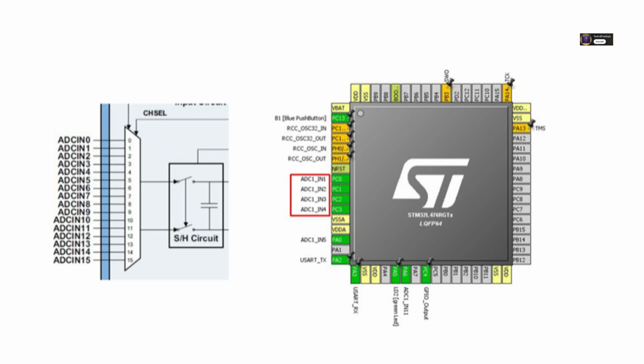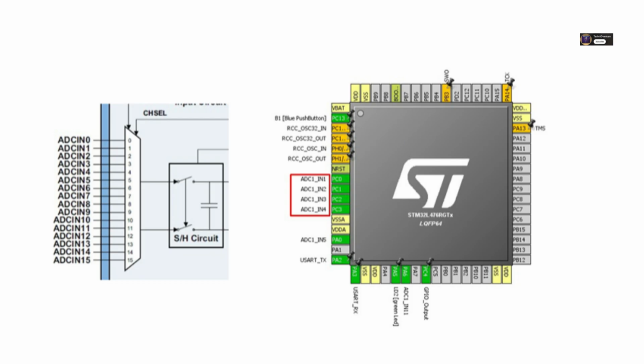How does that work? Does it read them all at once? Not usually. You typically tell the software which specific channel you want to convert before you start each reading. The microcontroller internally connects that chosen input pin to the ADC core.